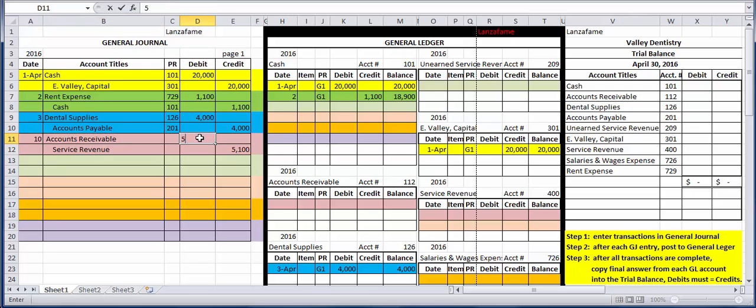for $5,100. So if we had gotten cash from the customers right on the spot, we would have debited cash and credited revenue. But because we're not getting their cash, because we're billing, we're going to debit accounts receivable. So think of accounts receivable as a temporary account until you get the cash. So let's post. We're going to debit accounts receivable. This is on April 10th. Nothing in the item. G1. We're going to debit accounts receivable for $5,100, and your new balance is $5,100.